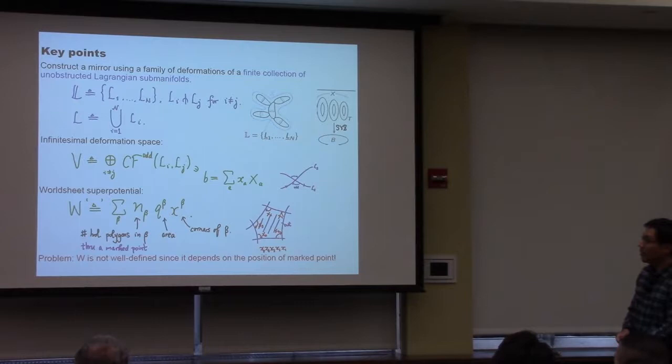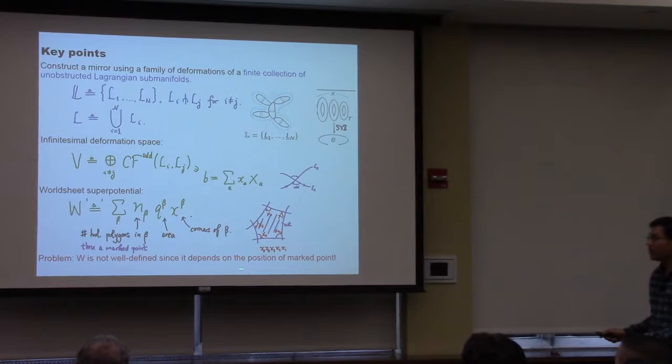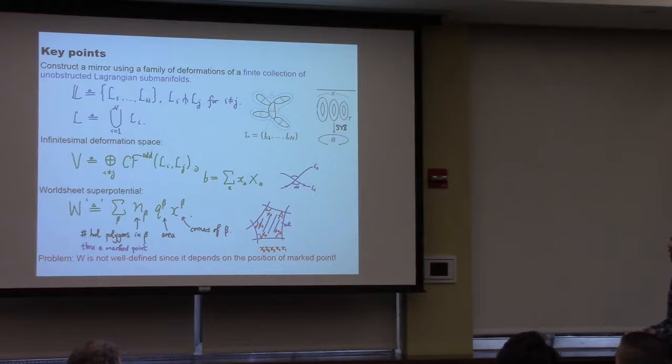And then the problem is that, naively, W is very simple, but indeed it is not well defined because it depends on the position of the marked point. So if you move this marked point around, then you are no longer counting this polygon, but you count another polygon. And so this is not really invariant under this change of position of the marked point.